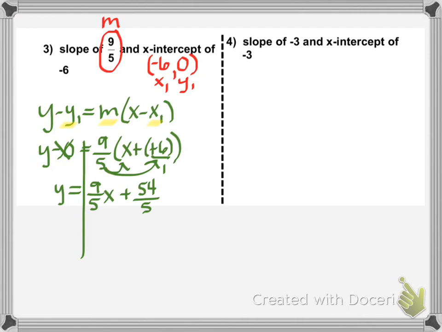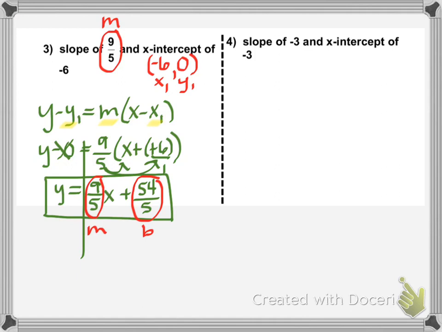So we're done. We only had to do one step here. My slope, still, you can see it is 9/5. That's my m. And now I can see my b is 54/5. If I had to graph that, I would probably want to convert that to a decimal so that I kind of know where that number is.